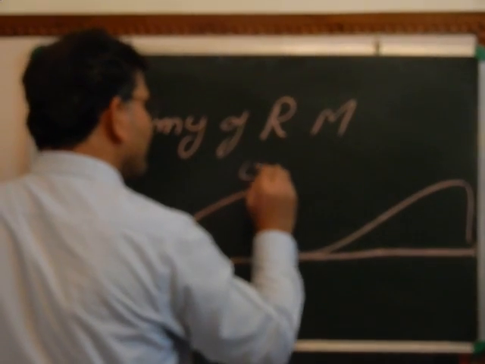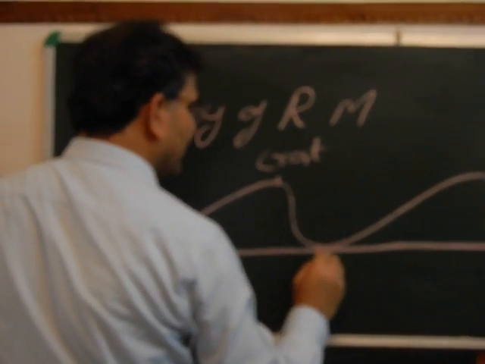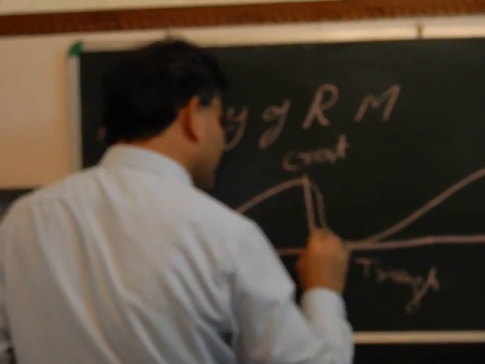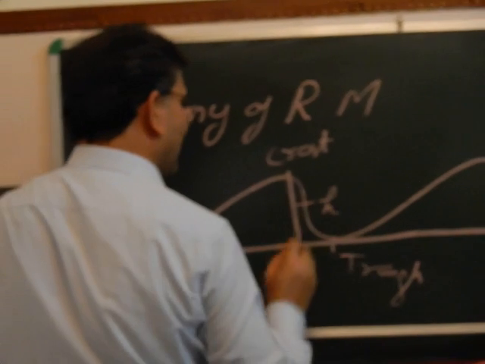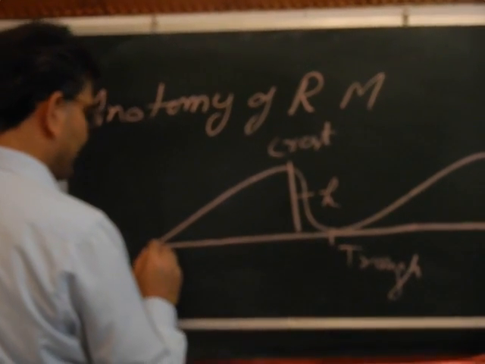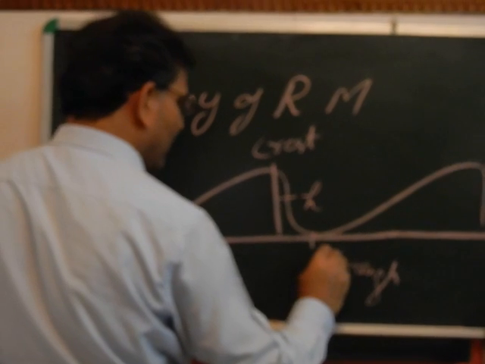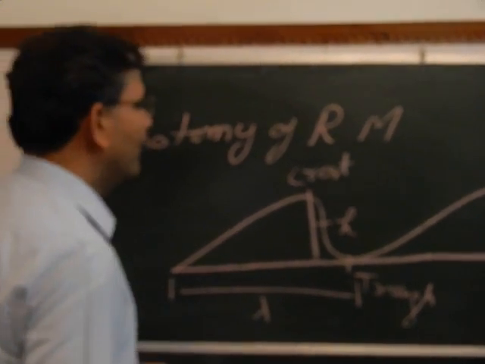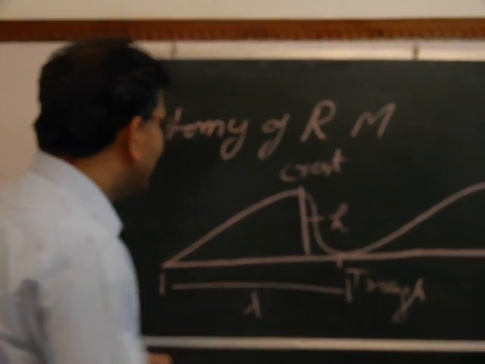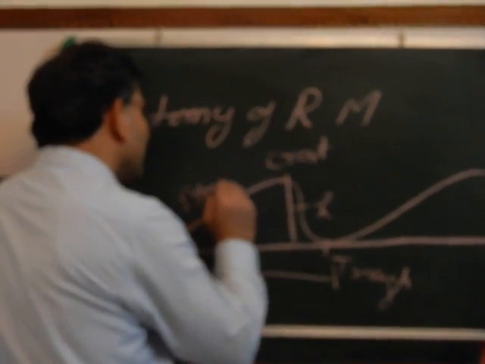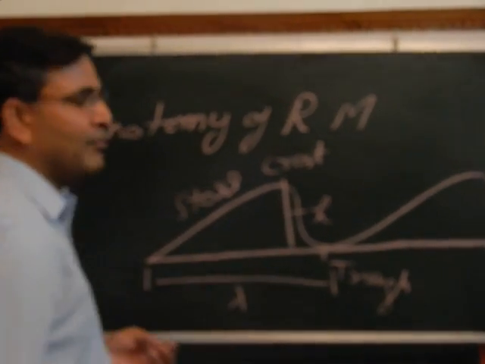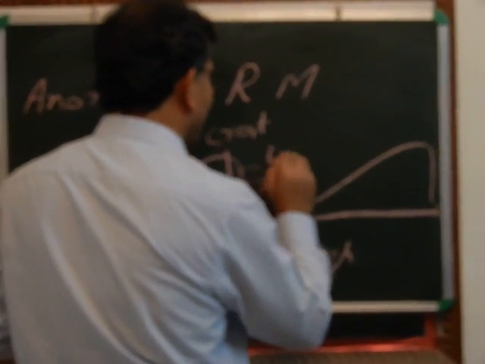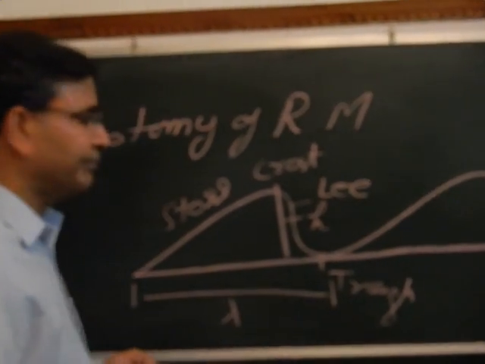This point is crest, this point is trough, this is height or amplitude, and from this point to this point is the lambda, that is the wavelength. This side is known as Stoss side, the side which is gentle, and the other side which is steep is known as lee side.